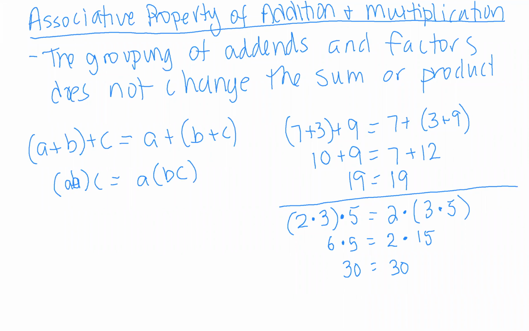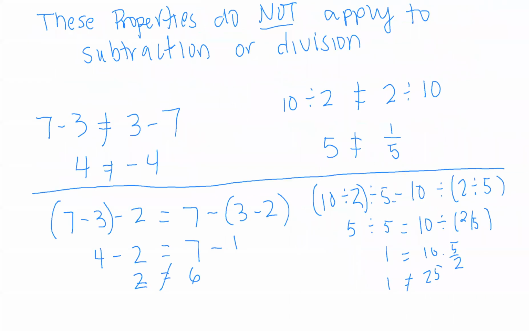So if I group the 3 and the 9, I get 12. Add that to 7, I get the same sum of 19. I skipped a page there, oops. So then I've got the properties. These two properties, the commutative and the associative property, they simply don't apply to subtraction and division.